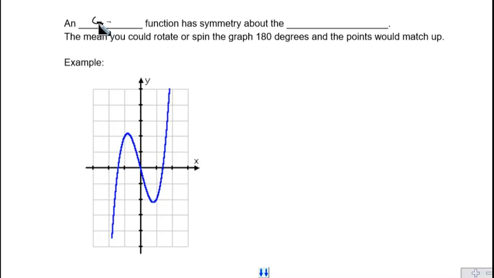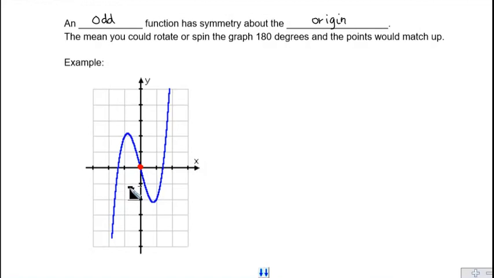An odd function has symmetry about the origin. A lot of times the way I will describe this to people is to tell them to think about a pinwheel. If you were to take a push pin and put it into the origin right here, you actually could spin this graph around 180 degrees and it should land directly on top of itself.